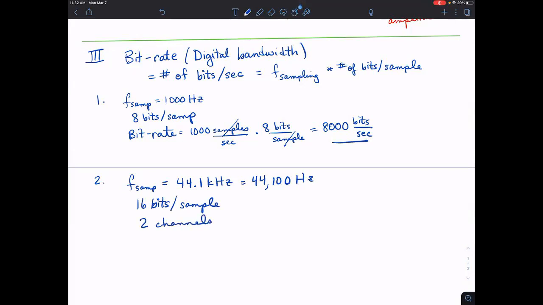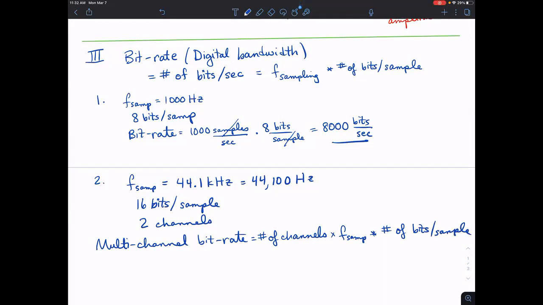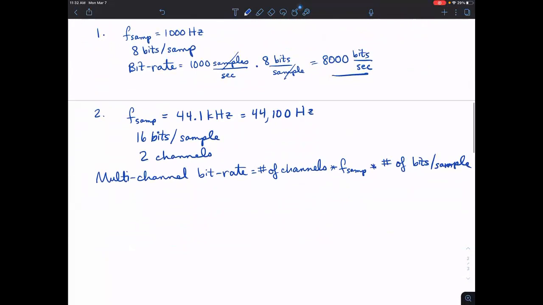And then there were 2 channels. So for multi-channel bit rate, you have to take the number of channels times the 1 channel bit rate. So that's the number of channels times the sampling frequency times the number of bits per sample. So that gives you yours.